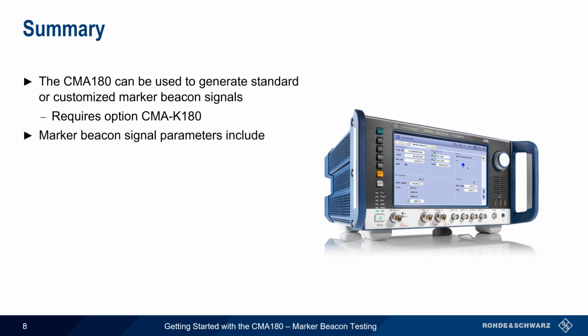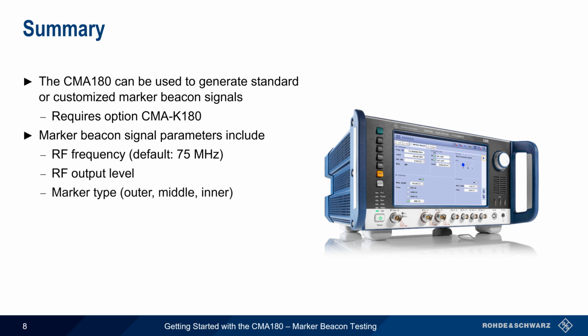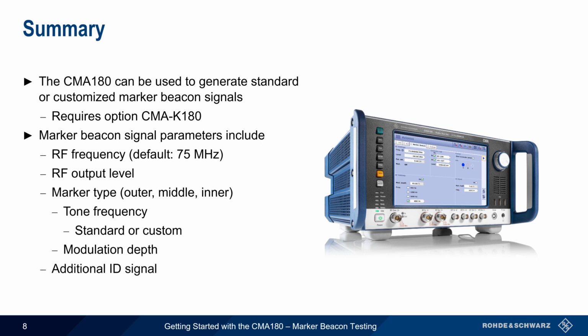The parameters used in generating marker beacon signals are all configurable. These include the RF output frequency and level, as well as the modulation parameters that define marker type, that is outer, middle, or inner. These consist of the tone frequency, which can be set to standard or custom values, as well as the modulation depth. And finally, an additional ID signal can also be optionally configured.